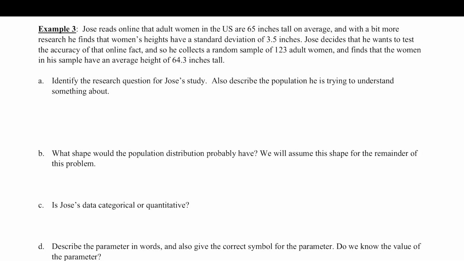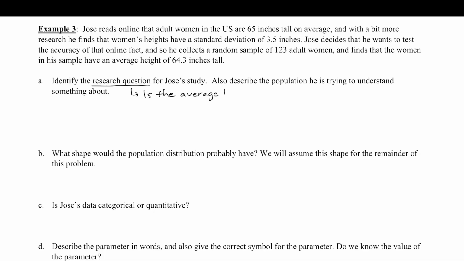In example 3, we're looking at heights of adult women in the U.S. Jose finds out that women are 65 inches tall on average, at least that's what it says on the internet, and have a standard deviation of 3.5 inches. He wants to test whether that's accurate. So he collects a random sample of 123 adult women, and the women in his sample have an average height of 64.3 inches.